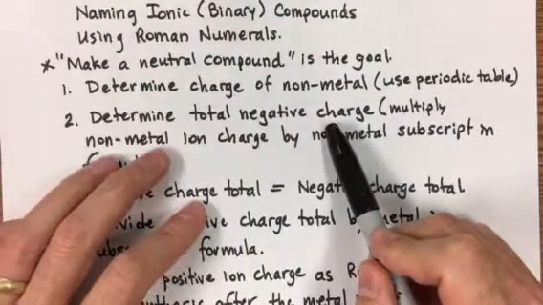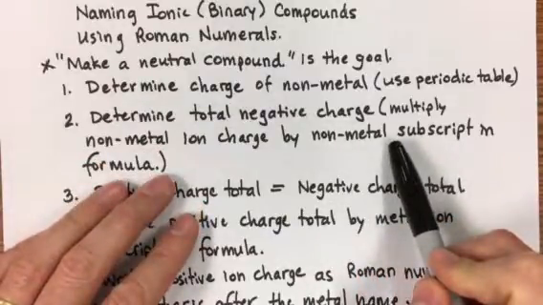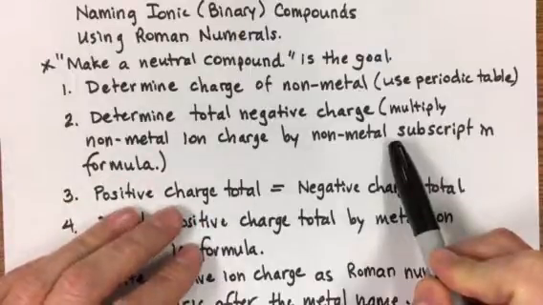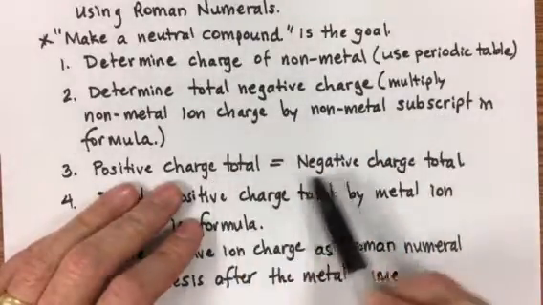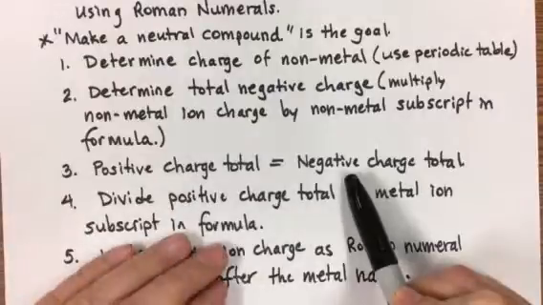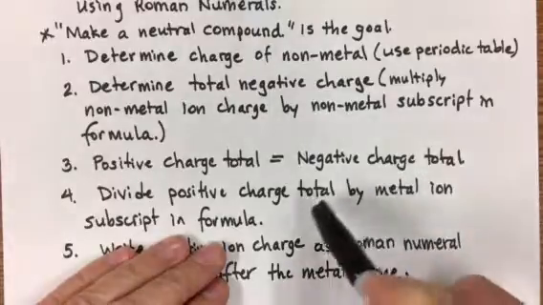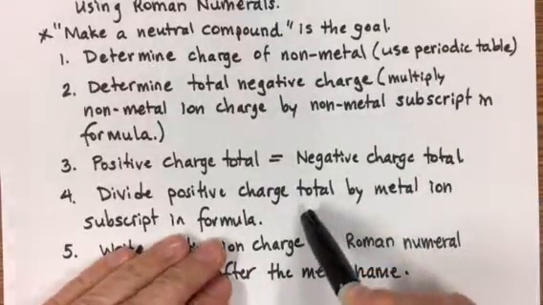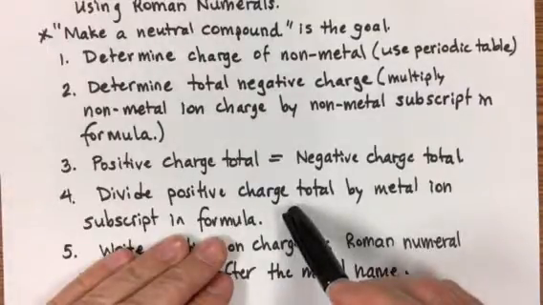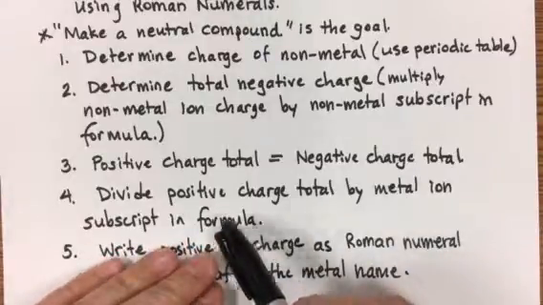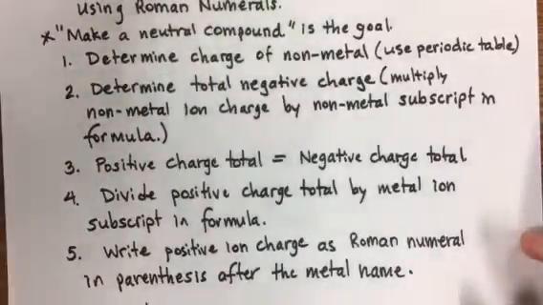Once you determine the negative charge of your nonmetal ion, you just multiply that by the subscript of the nonmetal in the formula, and that will give you the total negative charge of the nonmetal in that formula. Then remember, we're making a neutral compound, so the total positive charge is equal to the total negative charge. Now you know the total positive charge of the whole formula, but you want to find out the positive charge of just one ion of the metal. So we're going to divide the positive charge total by the number of metal ions according to the subscript in the formula. Let me just run this by you real quick and show you how this works with sodium chloride.